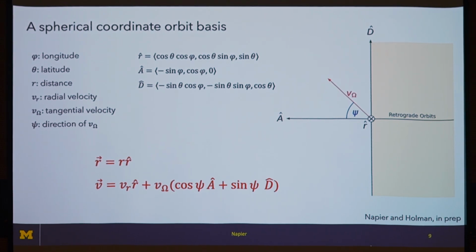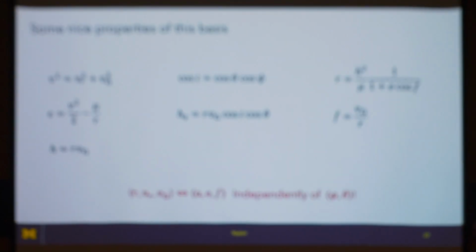dr is the radial velocity, the velocity along R. V omega is the tangential velocity. And psi is the direction of v omega with respect to A hat. So these orbits over here will be prograde, these will be retrograde, and the state vector that you can write down looks like this. And it's really nice because this is an orthogonal basis, and there's a lot of natural things that you can do with it.